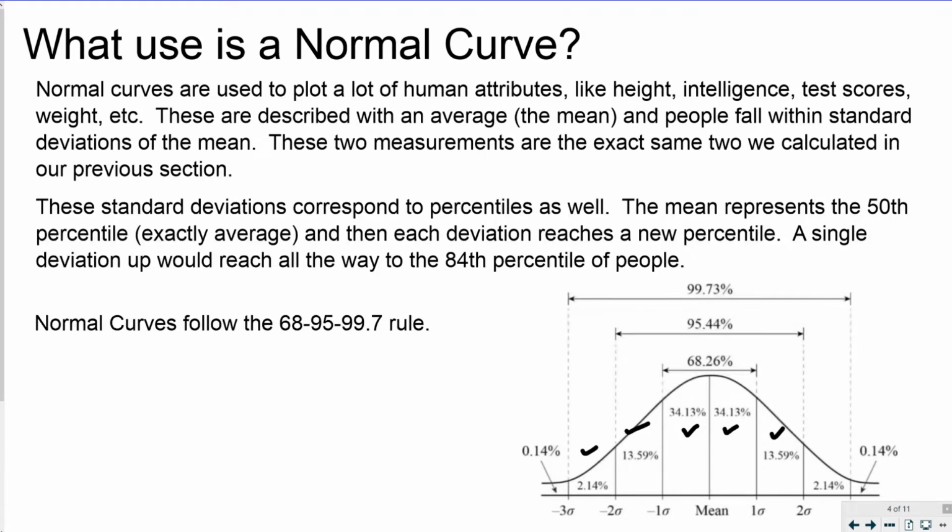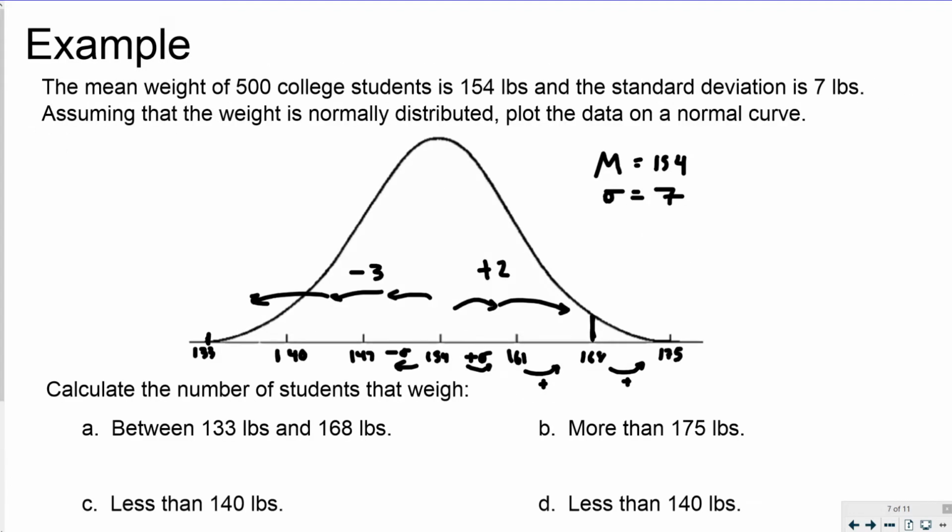So we need to add up all of those percentages, 2.14 plus 13.59 plus 34.13 plus 34.13 plus 13.59. So when I go back, I calculated that 97.58% of all people are in this category.